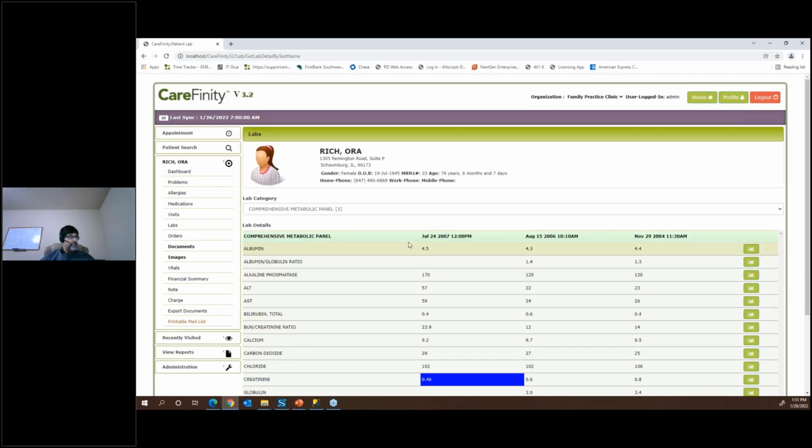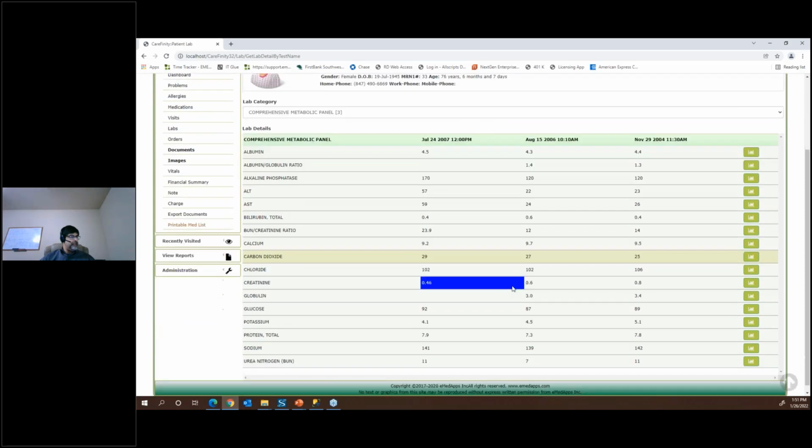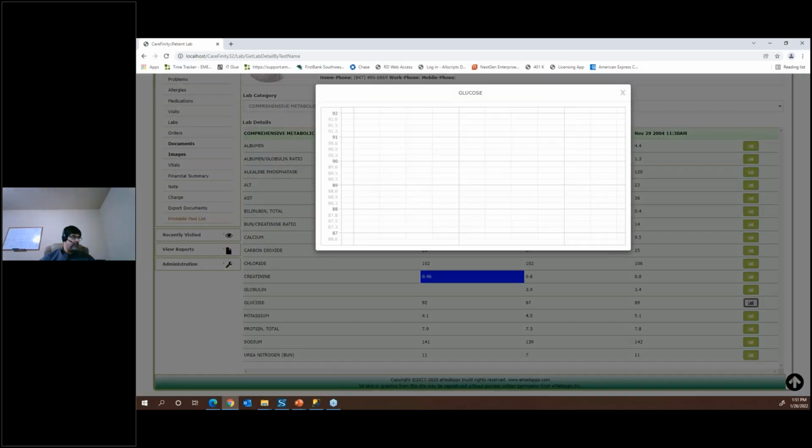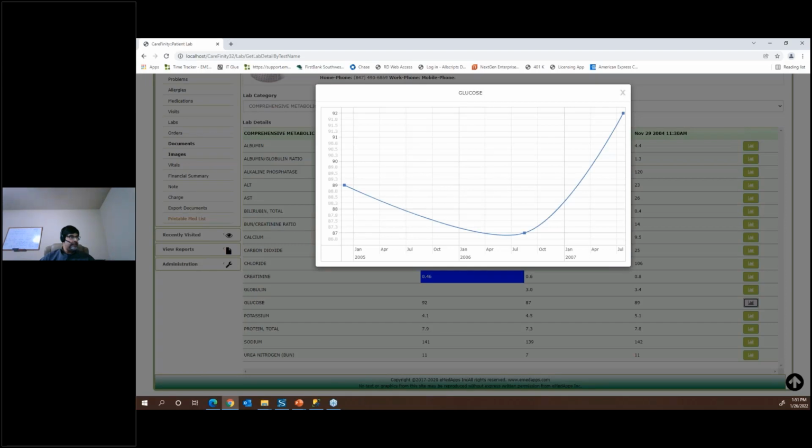I'll see all the different dates they've had CMP done, and then I'll see the most recent data here. We do color code the results as you would expect, and you have the ability to trend your lab data as well. So if I wanted to look at that patient's glucose over time, for example, I could do that and see, kind of, are there any alarming trends that are occurring with this data?